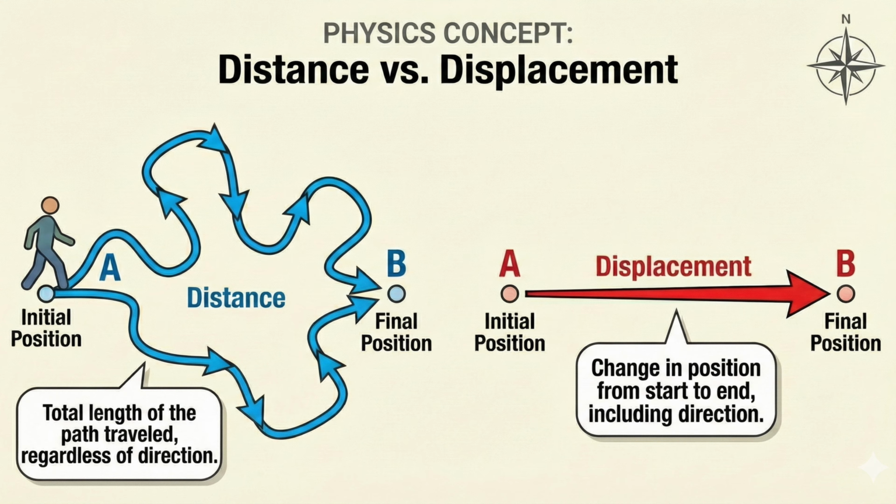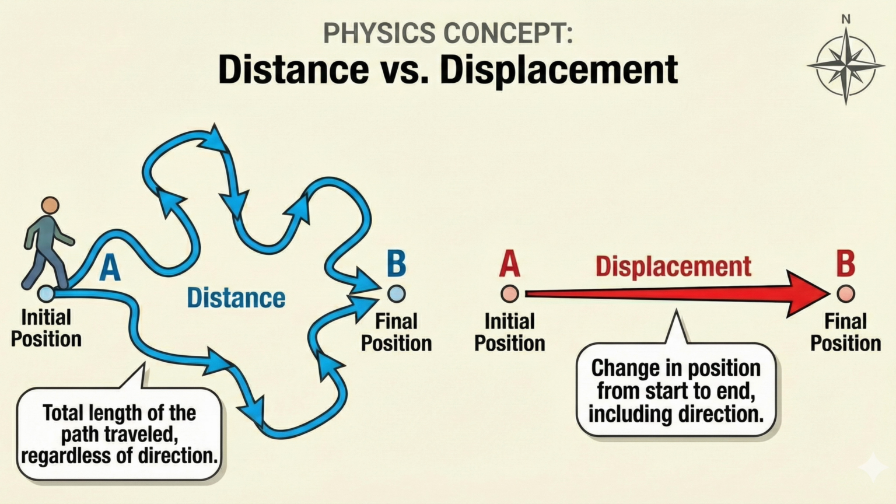Difference between distance and displacement. Distance refers to the total length of the path traveled by an object, while displacement refers to the shortest straight-line distance between the initial and final positions. Distance is always positive and path-dependent, whereas displacement can be positive, negative, or zero, and is path-independent.